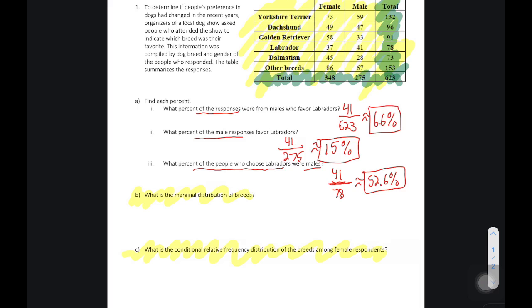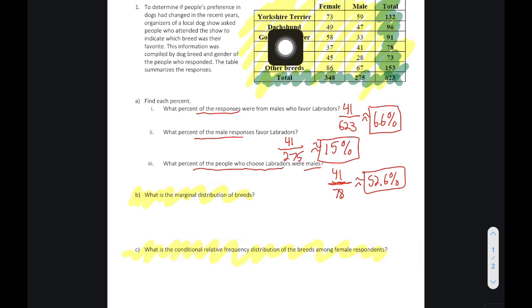So letter B, what is the marginal distribution of breeds? Remember, with margins, I want you to think of the outside. So you're either going to be looking at the column over here or the bottom row over here. Well, the problem says marginal distribution of breeds. So we're looking at the breeds, and we want to see the way that these breeds were distributed, and that tells you over here in the column, right? It says Yorkshire. Well, there was 132 out of 623.